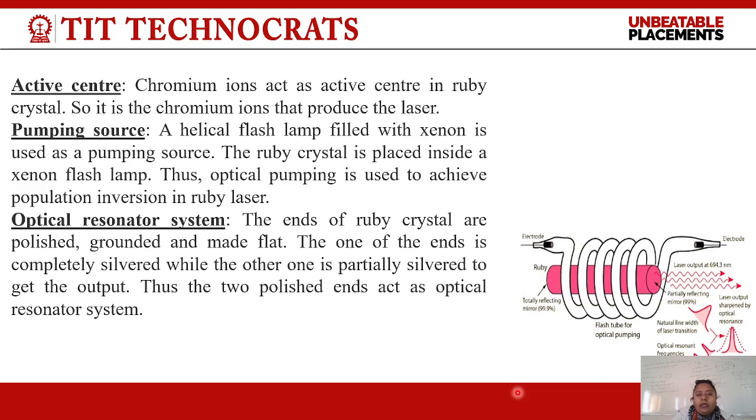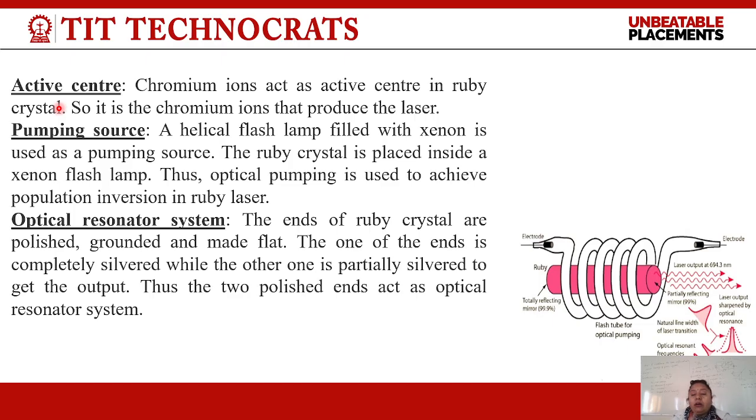Now, what are the active centers? When you replace the aluminum oxide by the chromium oxide, what happens actually? A few metastable states of chromium ions are constructed inside the crystal, and therefore only the chromium ion takes part in ruby laser production. Aluminum and oxygen only act as support. Therefore, the chromium ion in this laser behaves like an active center.